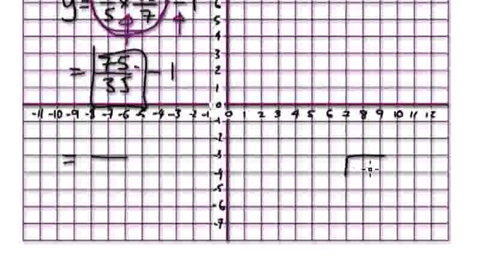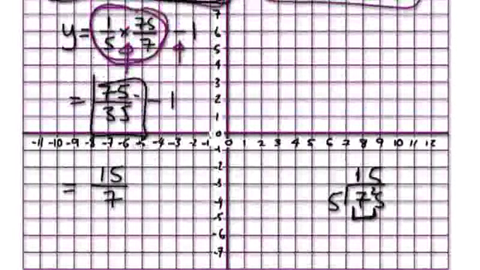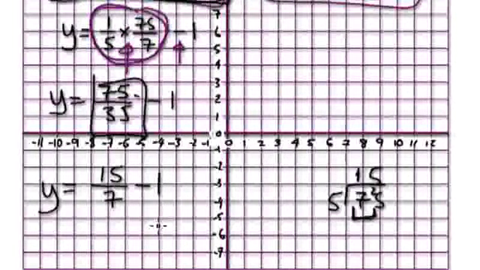So 75 divided by 5 is 15, and 35 divided by 5 will be 7. Then we've got to take away 1. So y will be this.